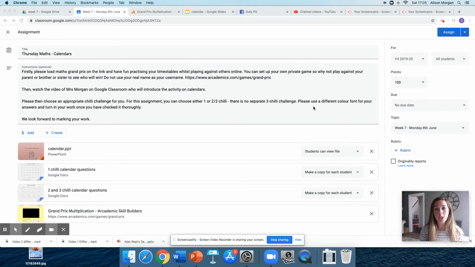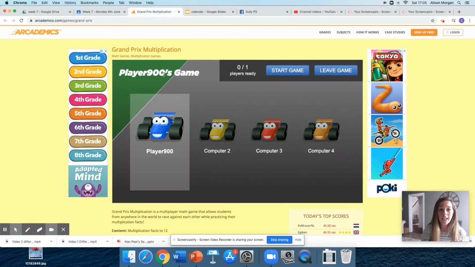So your LO today is to be able to use a calendar correctly. Before you start on the activity, however, we would love you to practice your times tables, and we have suggested that you use a website called Grand Prix Multiplication. When you load it, it looks like this.